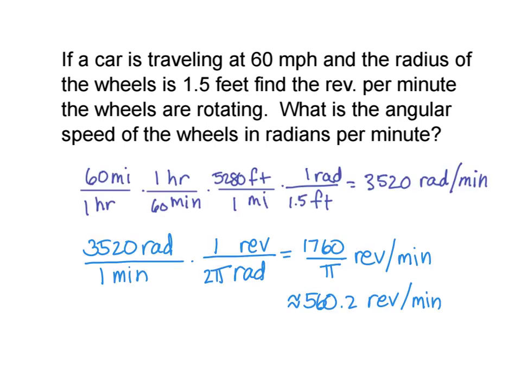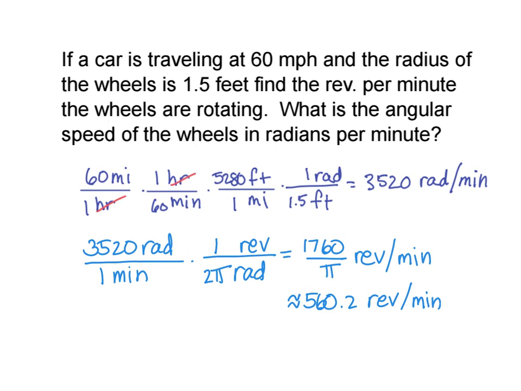So here's my solution. The first thing we had to do was convert to an angular speed. It told me that my car was traveling at 60 miles per hour, so that's where I started. That's actually the linear velocity, 60 miles per 1 hour. So I want to get radians per minute. I first converted my time to minutes. So my hours went on top, my minutes went on the bottom. In 1 hour, there are 60 minutes. Now, if I were to multiply across before doing anything else, I would end up with miles per minute.